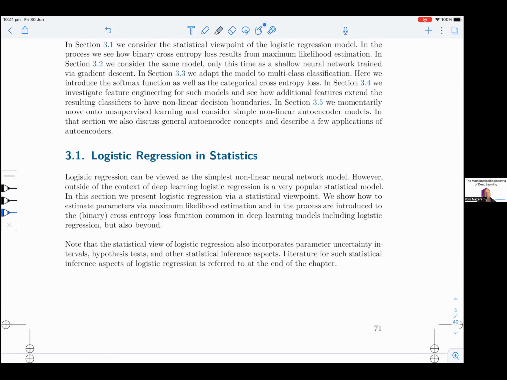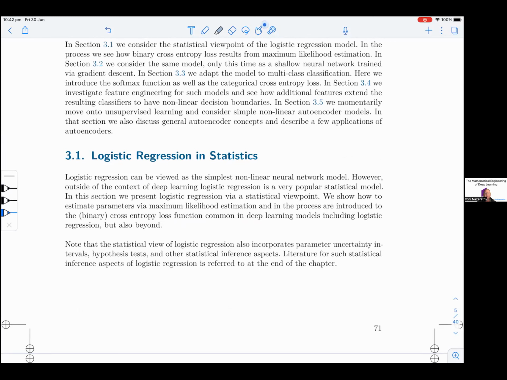In section 3.1, we consider the statistical viewpoint of the logistic regression model. In the process, we see how binary cross-entropy loss results from maximum likelihood estimation. In section 3.2, we consider the same model, only this time as a shallow neural network trained via gradient descent. In section 3.3, we adapt the model to multi-class classification. Here, we introduce a softmax function, as well as a categorical cross-entropy loss.